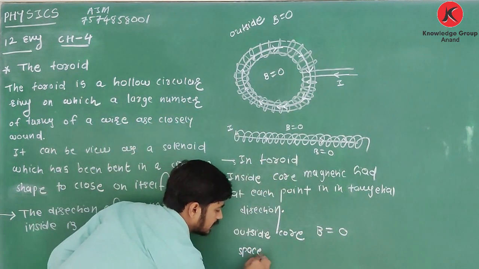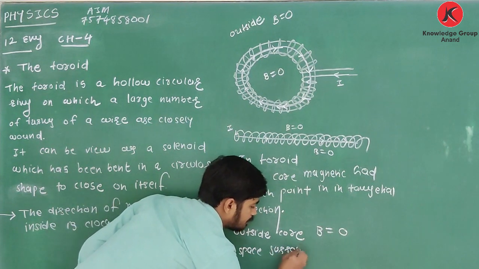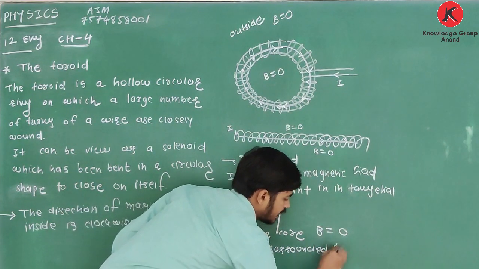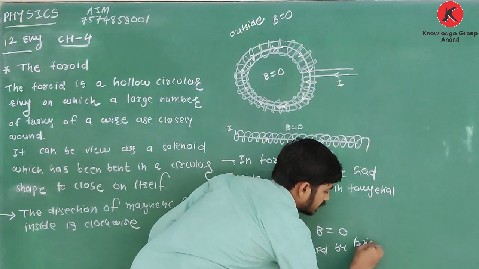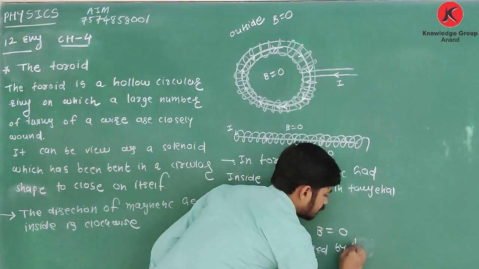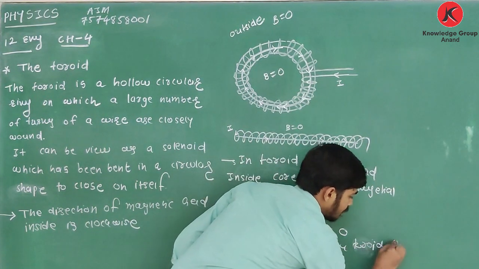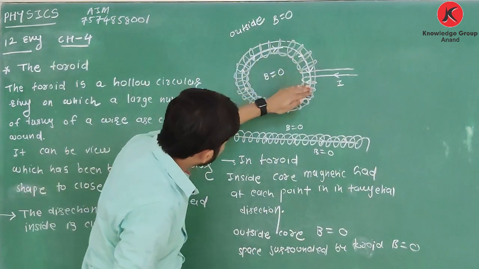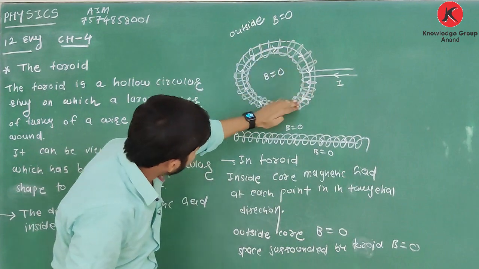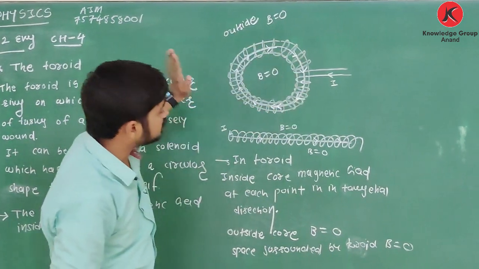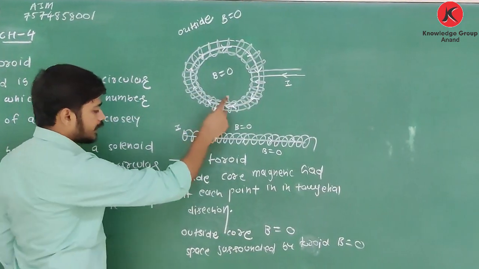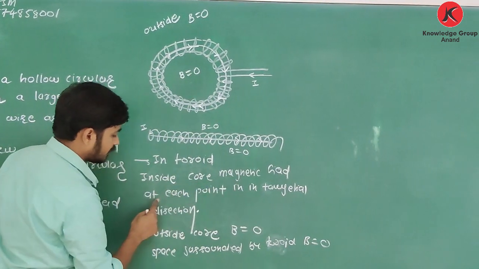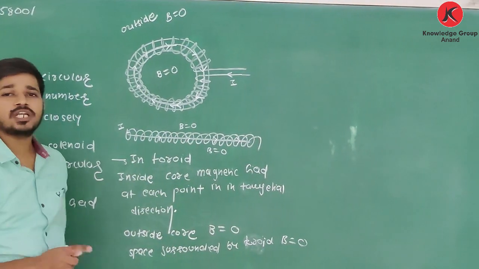In the space surrounded by the toroid, again the magnetic field is 0. The magnetic field is only inside this core. And what is the direction of the magnetic field? Inside the core, the magnetic field at each point is in the tangential direction.